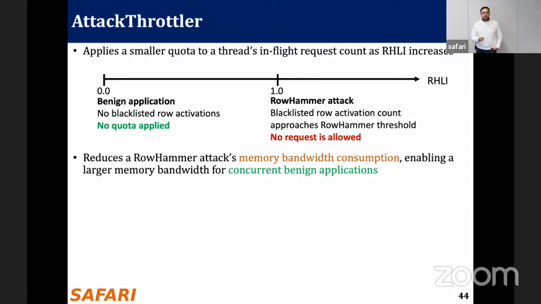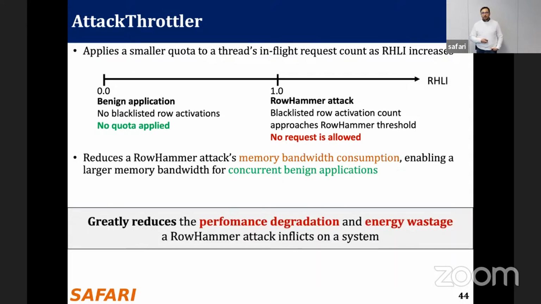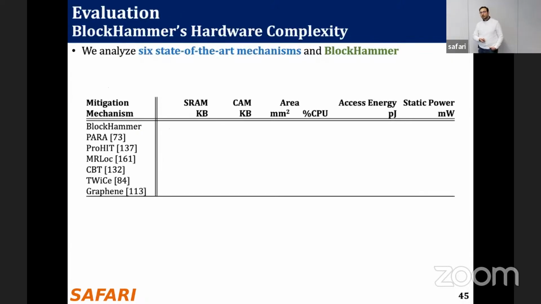And by doing so, it reduces a RowHammer attack's memory bandwidth consumption. As a result, it enables a larger memory bandwidth to concurrent benign applications. And by doing so, it greatly reduces the performance degradation and energy wastage a RowHammer attack inflicts on a system, and provides performance benefits and energy benefits.